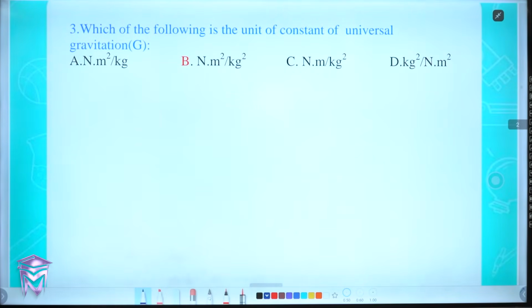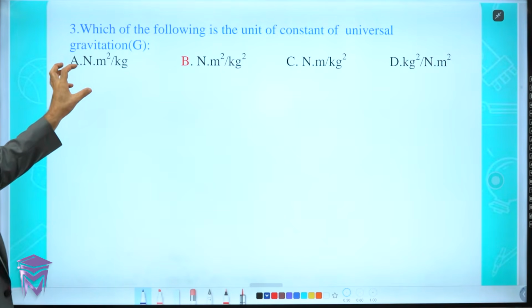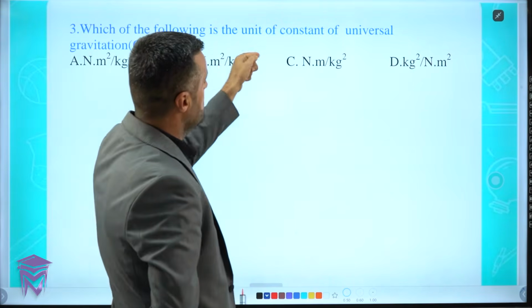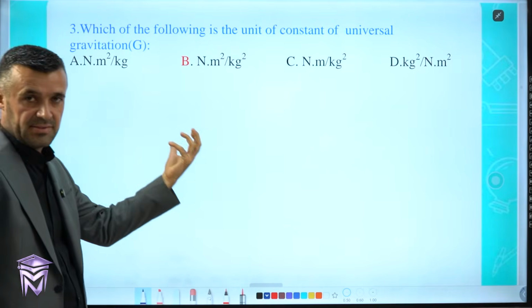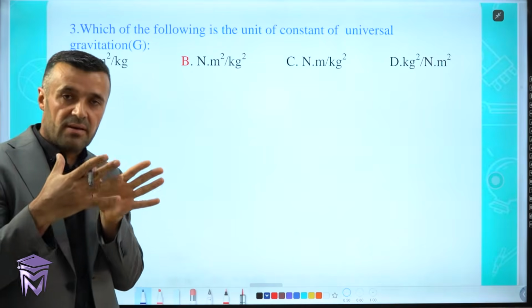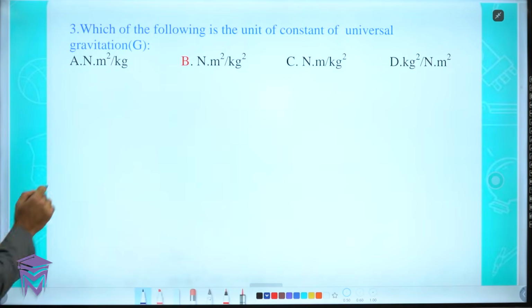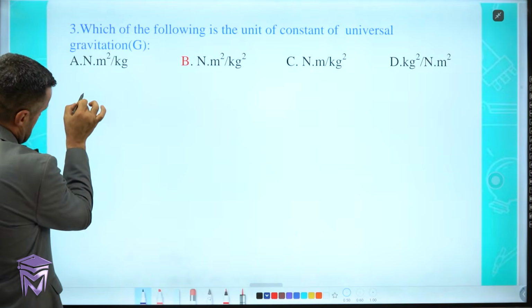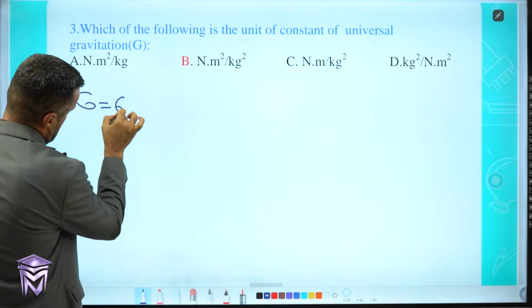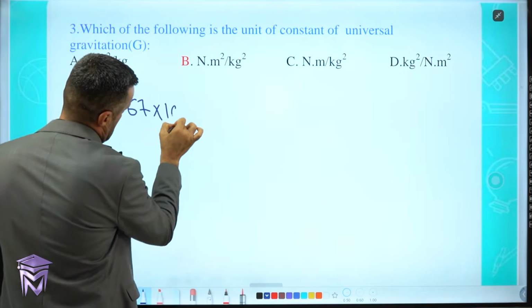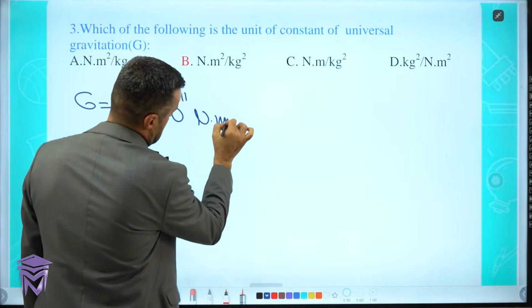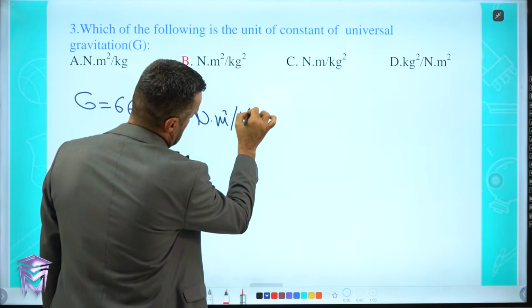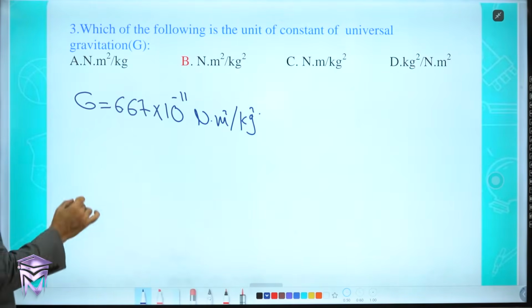After that, I will solve question 3, which is about chapter 3. Sorry, chapter 1. Which of the following is the unit of the constant of universal gravitation? Universal gravitation constant, capital G, equals 6.7 times 10 to the power of minus 11, with the unit Newton meter square per kilogram square, according to its main rule.